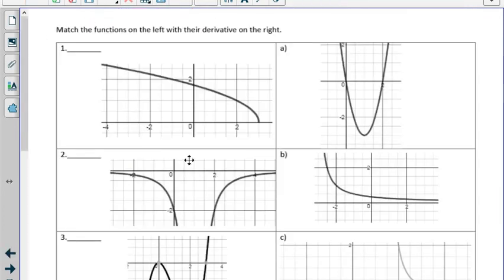All right, so on the back of your worksheet, I'm going to give you however long you need. Press pause, and see if you can figure out which derivative graph matches with the function graph that's on the left. So derivative graphs are on the right, function graphs are on the left. I'm going to pause for about 6 seconds or so. You pause the video and then do the problems, and then I will go over them with you.